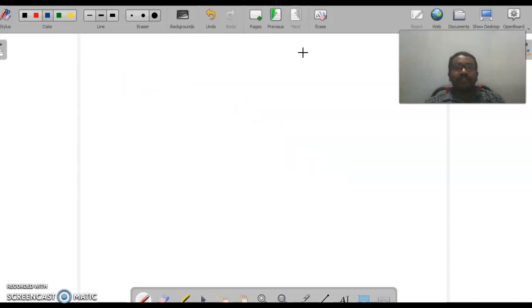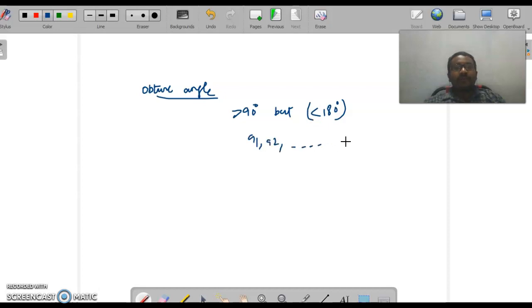Now the next concept is the obtuse angle. What is an obtuse angle? An obtuse angle is an angle which is greater than 90 degrees but less than 180 degrees. That means from 91, 92, 93 and so on up to 179 degrees we can measure it.